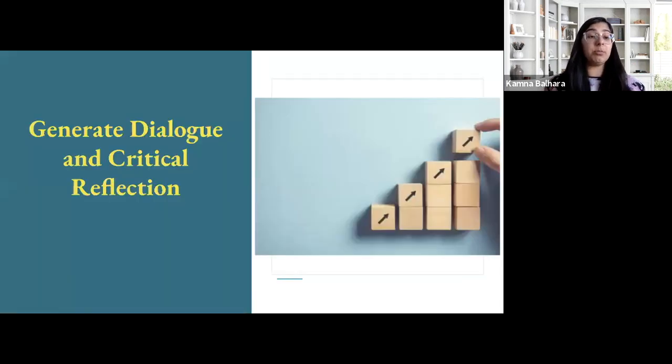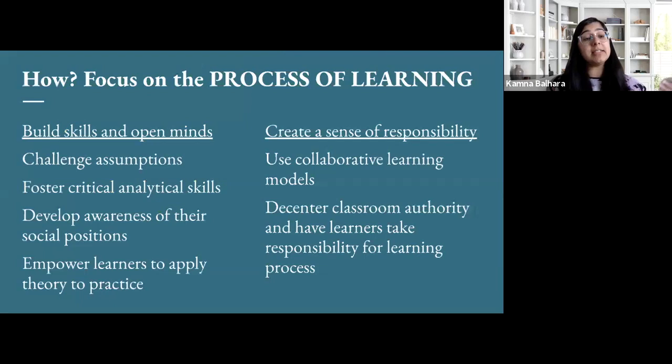Generating dialogue and critical reflection are key components. In anti-racism, the focus is really on the process of learning itself. So the curriculum really should be generating conversation and critical reflection. Key components include emboldening residents to challenge assumptions and think critically, to start to develop an awareness of their own social positions, to have them take investment and ownership in the learning process itself, perhaps even think about enlisting your residents as design partners when you create these curricula, and engaging them to apply these theories to their clinical and personal practice in sort of an environment of collaborative learning.